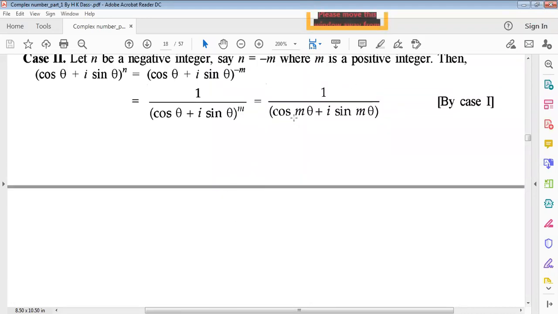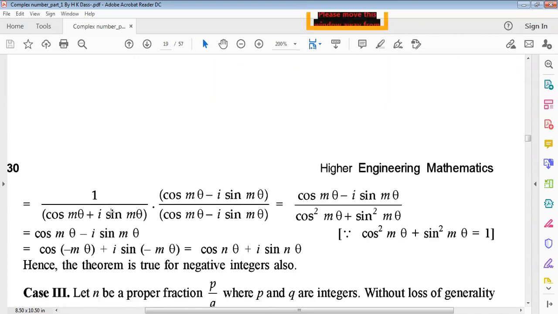Taking cos m theta minus i sin m theta in both numerator and denominator to make the (a + b)(a - b) formula, a square minus b square. i square equals minus 1. This is why cos square theta plus sin square theta is produced, and this equals 1. So we can write cos m theta minus i sin m theta.